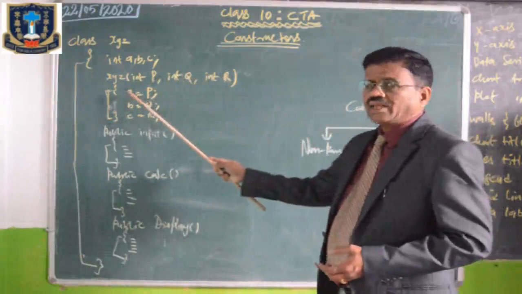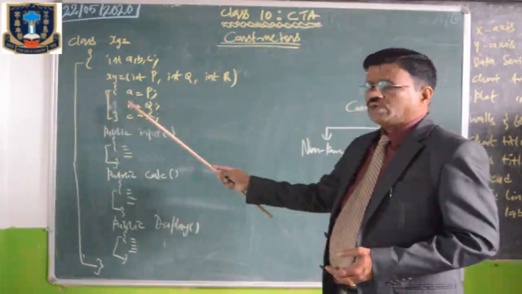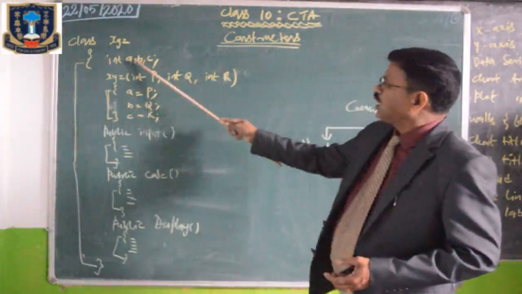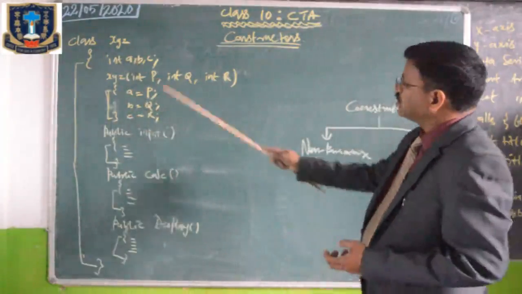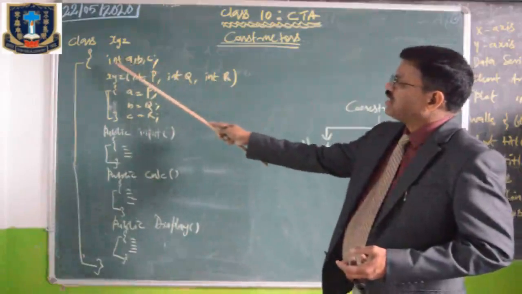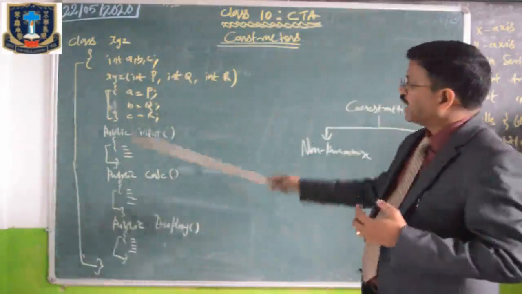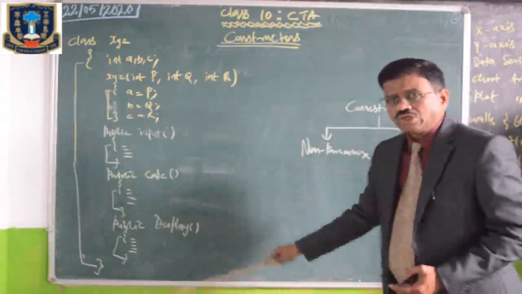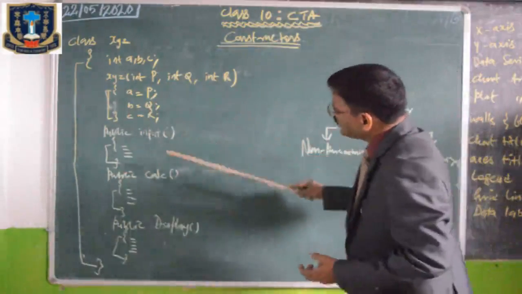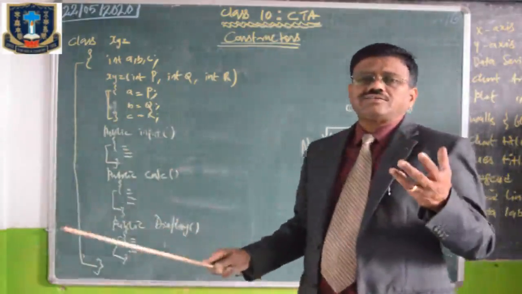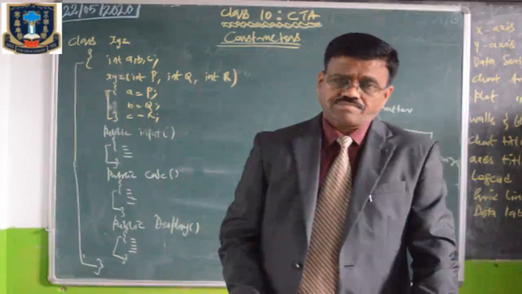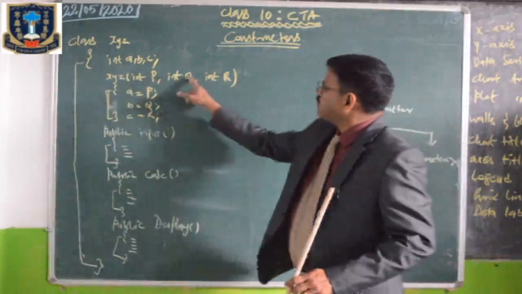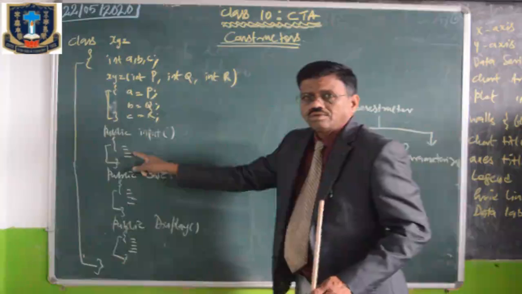The P value gets stored in A. The Q value gets stored in B. Similarly, the R value gets stored in C. So I declared A, B, C as global variables, right in the beginning of the program. So A, B, C can be used here, here, and here. When I use P, Q, R here, access is denied. This is called the concept of data hiding. You cannot access P, Q, R here.